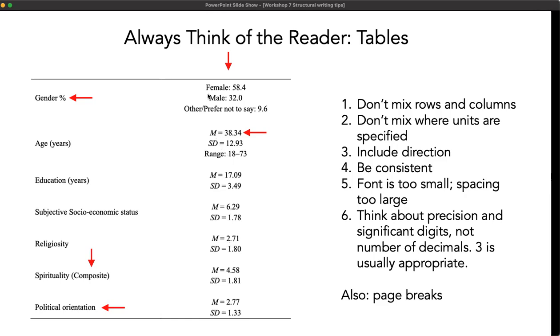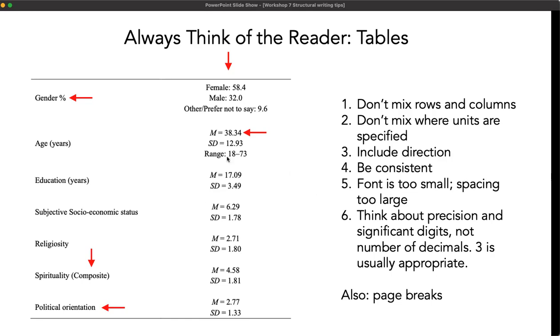Third is include the direction. Political orientation: what does 2.77 mean here? Is it liberal or progressive or conservative? We don't know because they didn't tell us. Be consistent. This is about spirituality. It says it's a composite, but religiosity also happens to be a composite in this sample, and it's not marked. I don't think you need to mark it, but there's a lack of consistency.